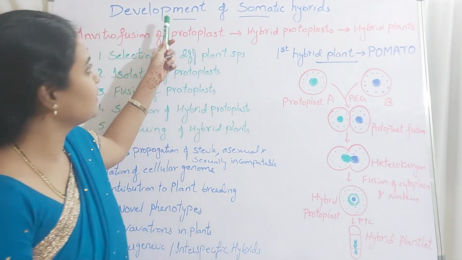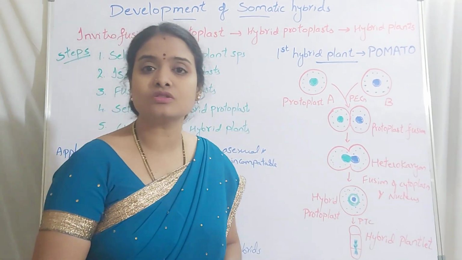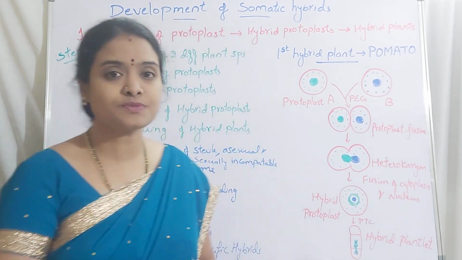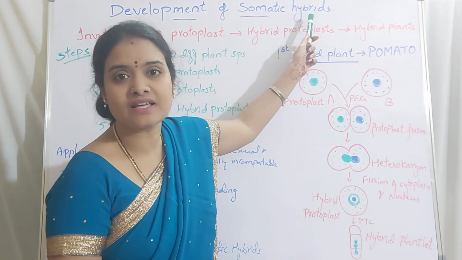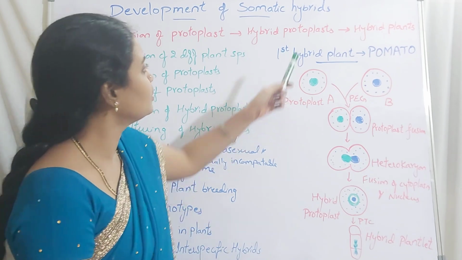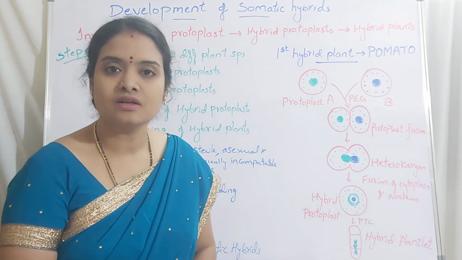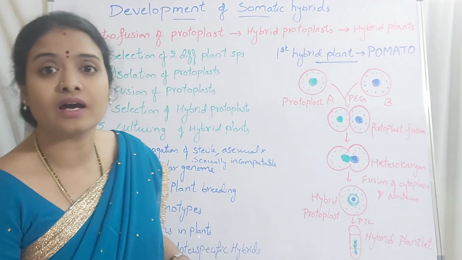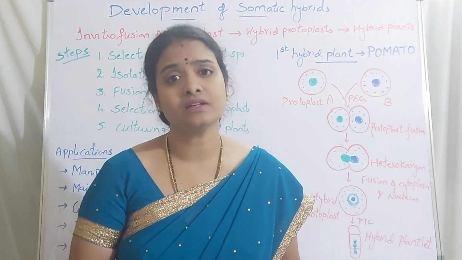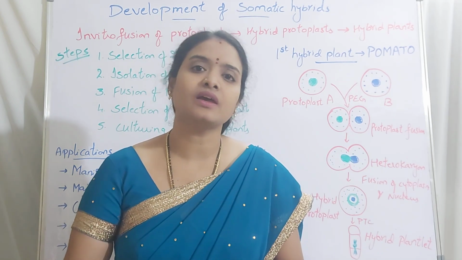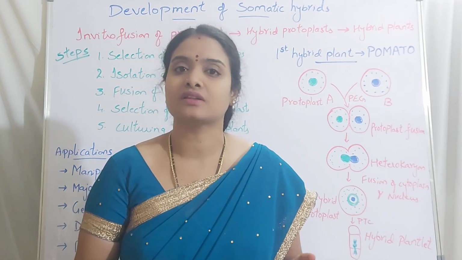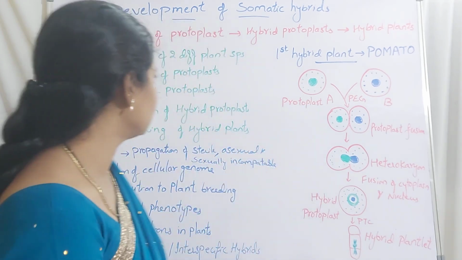So here the development of somatic hybrids is also referred to as the somatic hybridization process, right? In this process, the name itself implies that the somatic cells or somatic protoplasts are fused in order to produce a hybrid cell. So what happens when two protoplasts are fused? Their cytoplasm and nuclei will fuse in order to produce a hybrid. That means both the protoplast characteristics will be present in that hybrid. So let us see in detail.